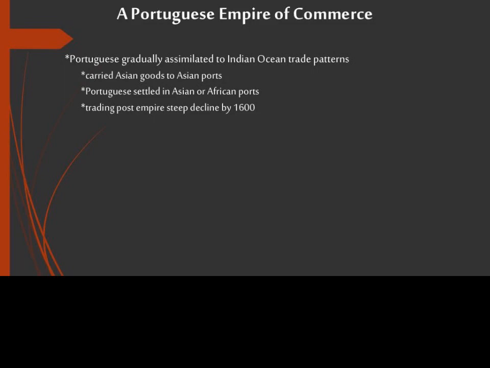And despite many successes, the trading post empire was poorly run, and that's why it declined sometime after 1600, just as other European powers began to make real efforts to move into the Asian trade.